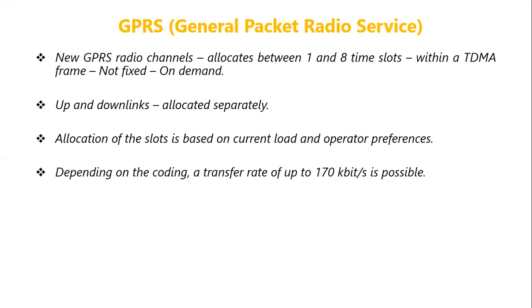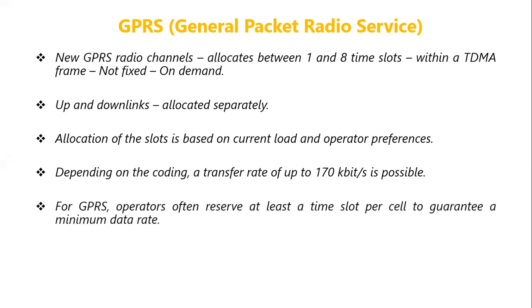Allocation of these slots is based on current load and operator preferences. If some operators prefer certain slots more, then based on these two factors, the allocation will be done. For GPRS, operators often reserve at least one time slot per cell to guarantee a minimum data rate. The GPRS concept is independent of channel characteristics and channel type and does not limit the maximum data rate.